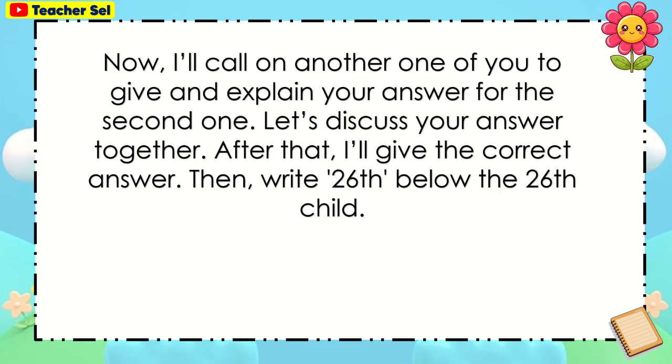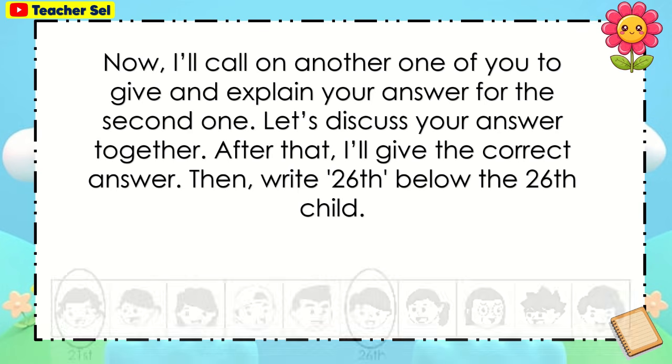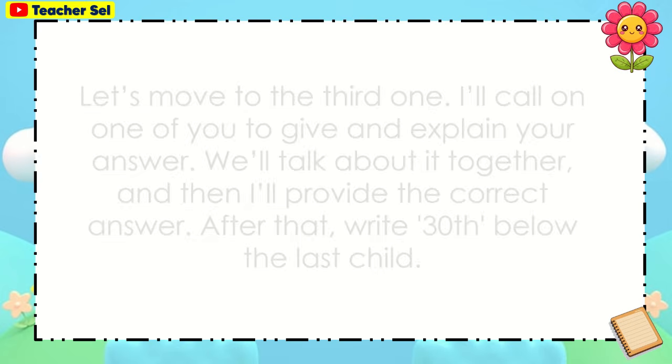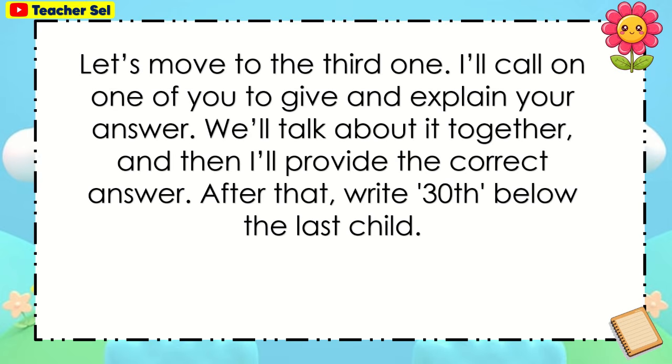Now, I'll call on another one of you to give and explain your answer for the second one. Let's discuss your answer together. After that, I'll give the correct answer. Then write 26th below the 26th child. So this is how the illustration goes. Let's move to the third one. Write 30th below the last child.